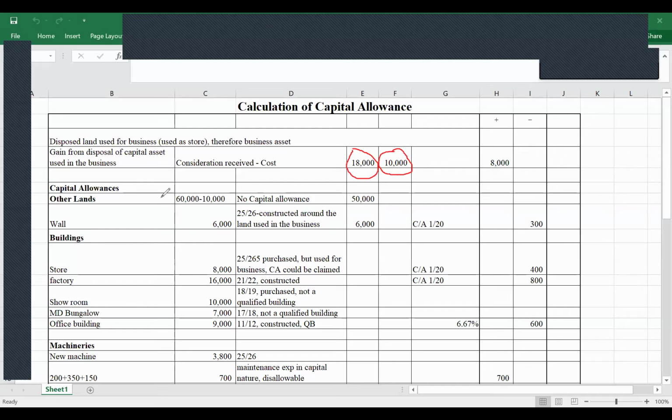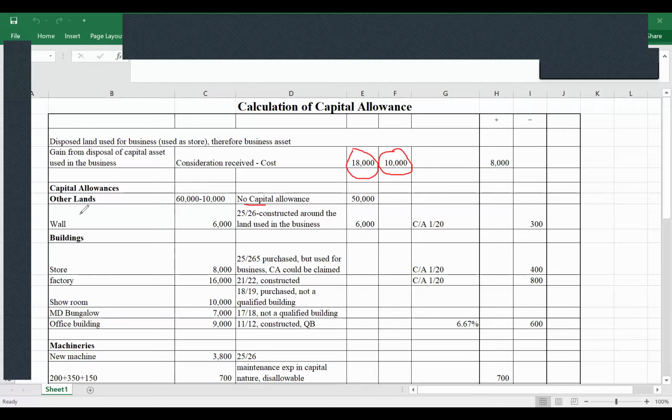Then other lands means the total value of the land is 60 million. So from that 60 million we deducted 10 million. We sold 10 million worth of land. Then the balance is 50 million. For that 50 million we will not grant capital allowance. It is not entitled. Therefore, no amount in the plus column or minus column. But 8 million should be included in the plus column because it is a part of the income. Income can be included under the plus column and expenditure can be included under the minus column.